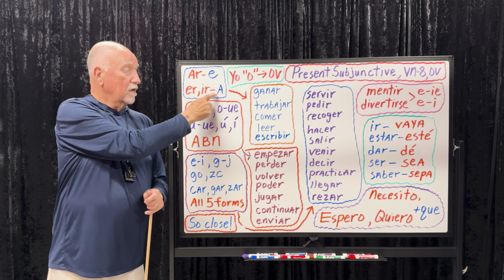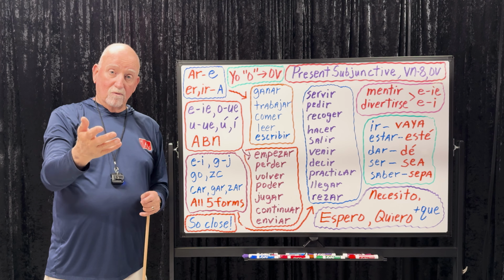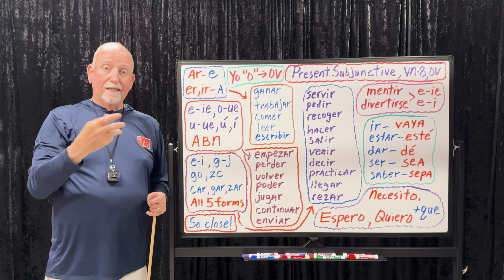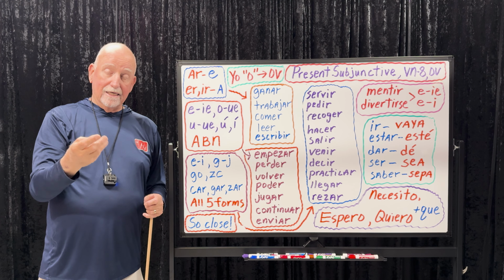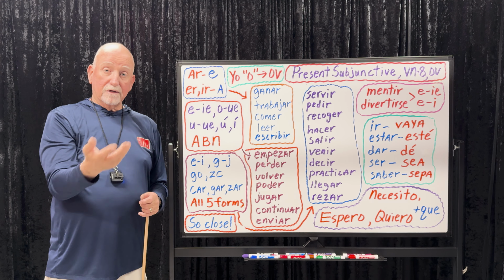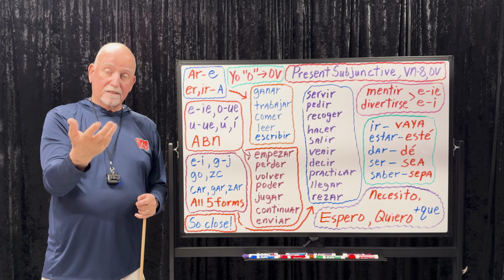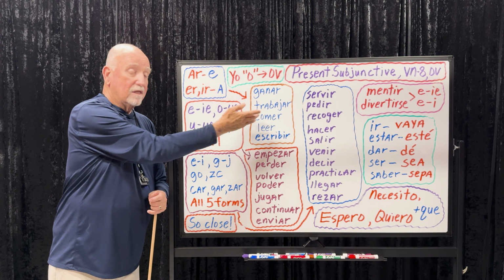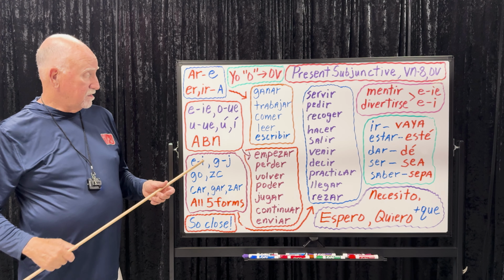Comer becomes coma, comas, coma, comamos, coman. Leer becomes lea, leas, lea, leamos, lean. Escribir, escriba, escribas, escriba, escribamos, escriban. You just swap out to the opposite vowel. Now let's try this one.